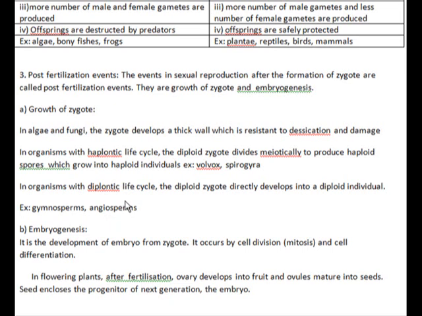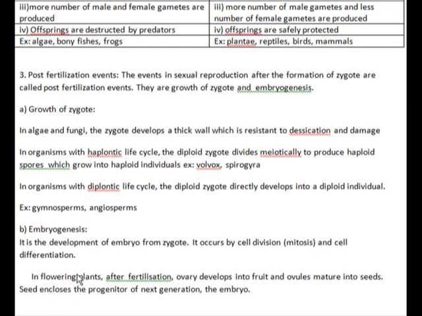Next is embryogenesis or embryogeny. It can also be called embryogeny. Embryogenesis is the development of embryo from zygote. Zygote is a single-celled diploid structure and the embryo is multi-celled. It occurs by cell division and cell differentiation. So embryogenesis is the development of embryo from zygote. It involves two events: one is cell division by mitosis and the other is cell differentiation.